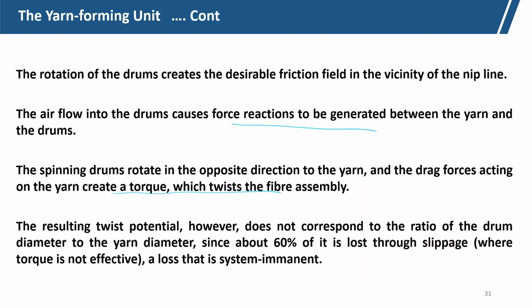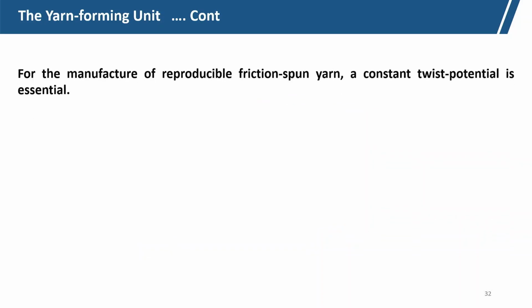The resulting twist potential, however, does not correspond to the ratio of the drum diameter to the yarn diameter, since 60% of it is lost due to slippage. For the manufacture of reproducible friction spun yarn, a constant twist potential is essential.